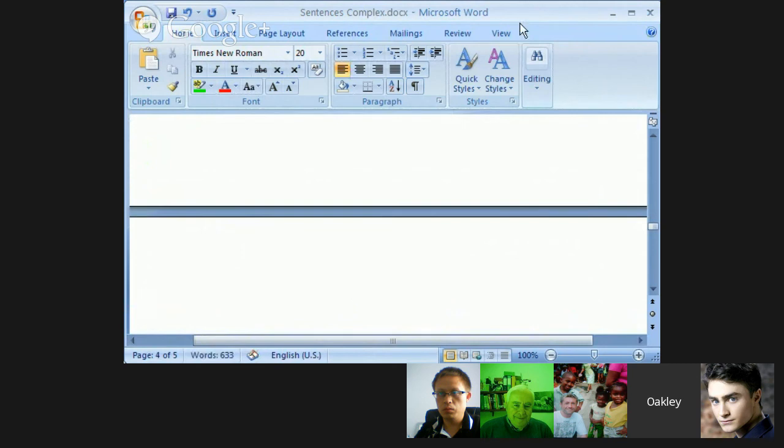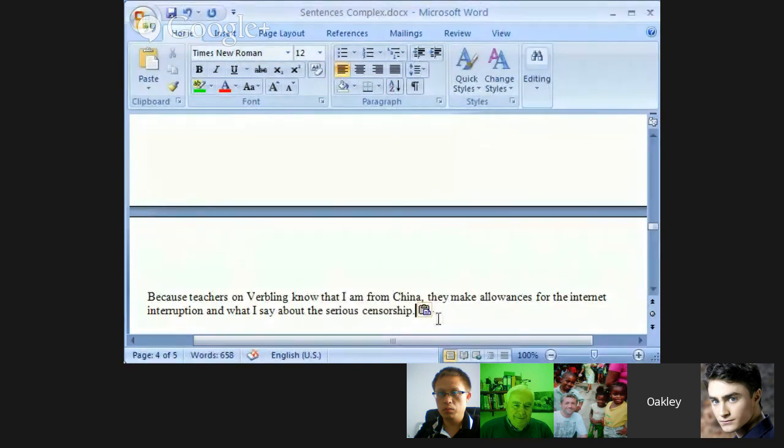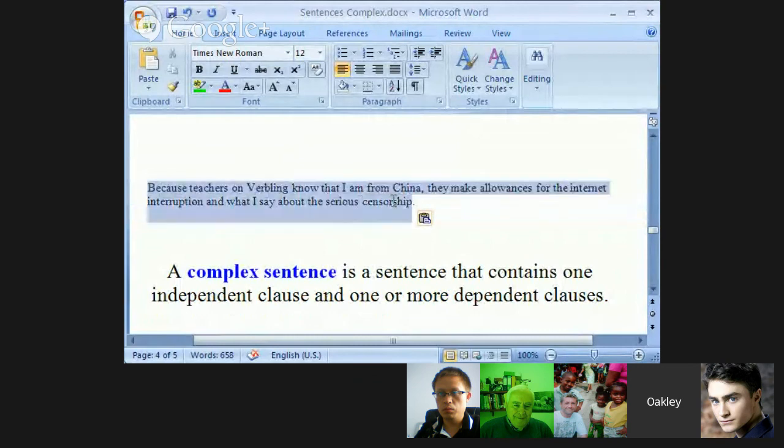Can you see my sentence in the Verbling chat box? Yes. Was that your sentence? Okay, hang on. Okay, hold on. My gosh. Copy and paste. I'm trying. I'm just super struggling today.